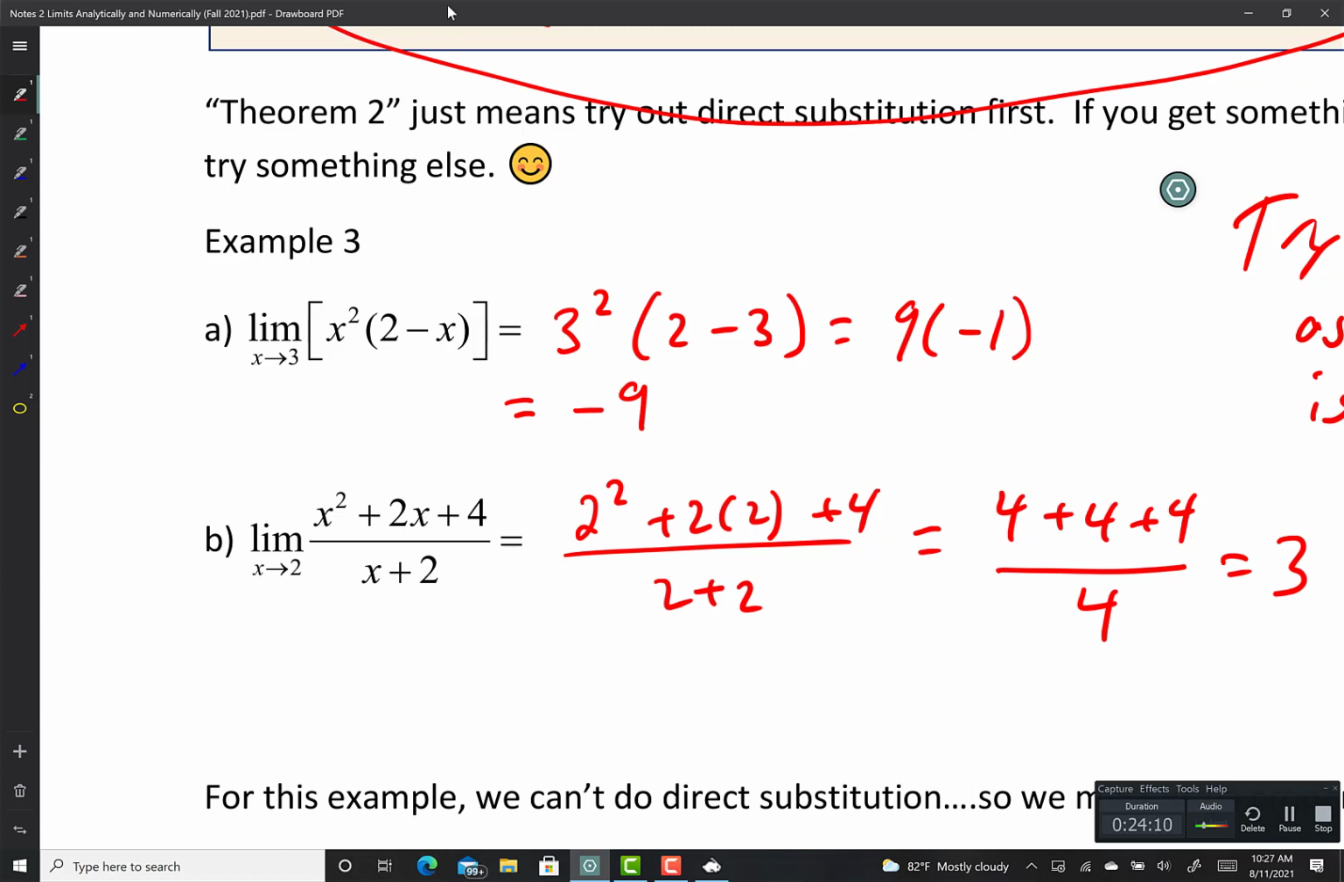If you were to graph this function, when x is 2, the y value would be 3. It'd be a nice continuous function, because nothing cancels out. It'd be a nice, pretty graph. No holes, nothing.